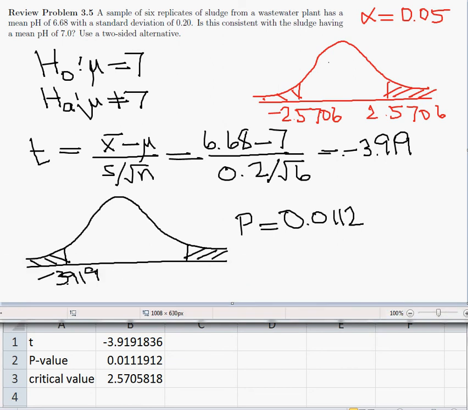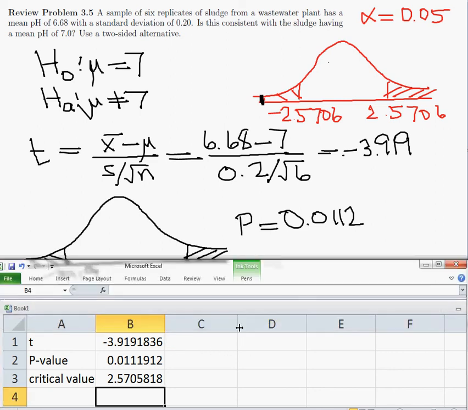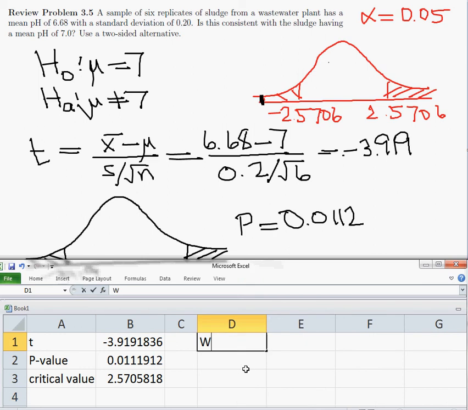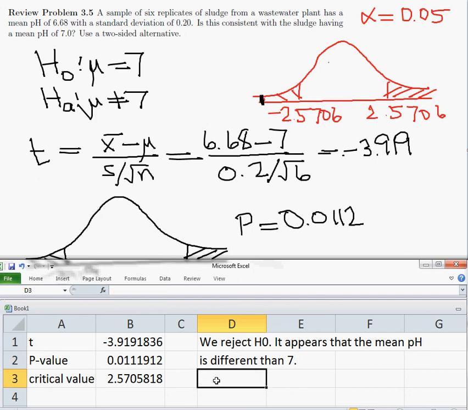Okay, so there are the critical values. In our case, the t-statistic of negative 3.9 falls over here in the rejection region, and so our decision will be to reject the null hypothesis. In words, I'll just type it out for the sake of speed: we reject the null hypothesis. It appears that the mean pH is different than 7. So that would be our conclusion stated in plain English.